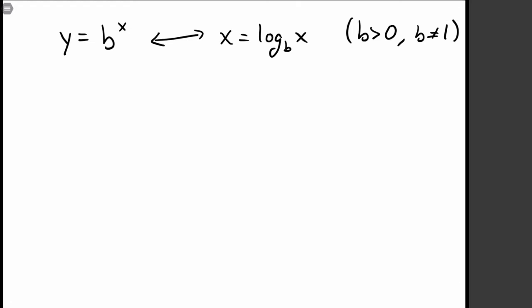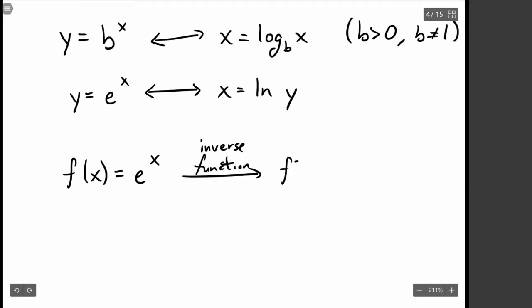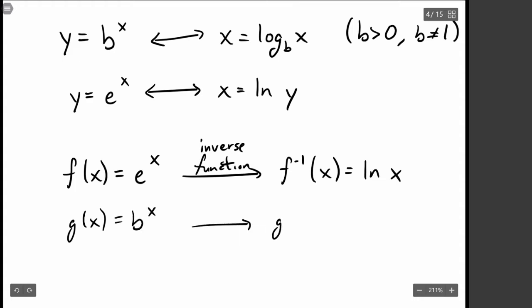Now remember, in particular, we had the special case. If y was e to the x, then x would be ln of y. So, we often want to talk about inverse functions. If we have the function f of x equals e to the x, the inverse function, which we denote f to the minus 1 of x, is going to be ln of x. Or likewise, if we have the more generic exponential function, the inverse would be log base b of x.